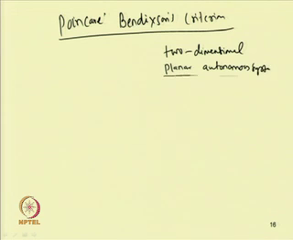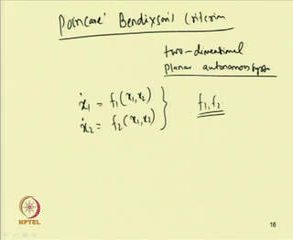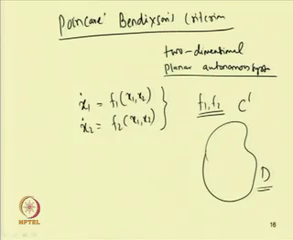if we have two equations, for example, x 1 dot equal to f 1 of x 1, x 2 and x 2 dot equal to f 2 of x 1, x 2. Then according to this criterion, we have taken f 1 and f 2 as continuous functions that can be differentiated at least once. So, they belong to C 1, and let us take a domain D, and in this domain we want to check whether a periodic response exists or not.